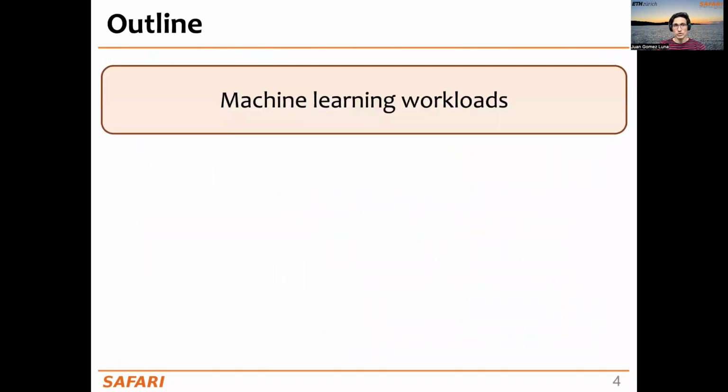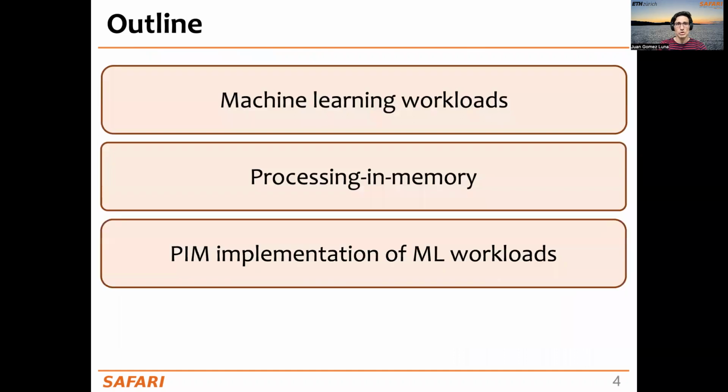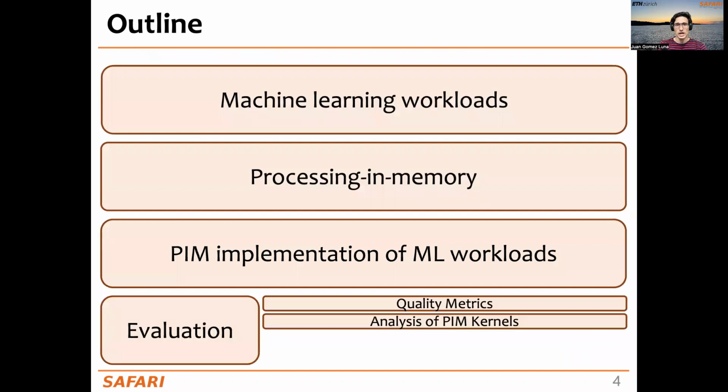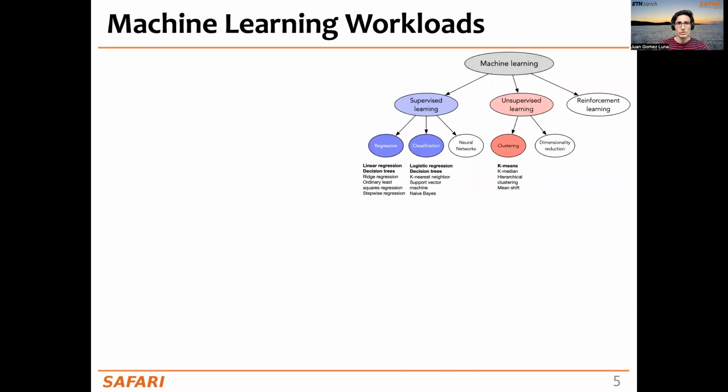We are going to start briefly talking about the machine learning workloads that we are targeting. Then we will describe the type of processing in memory system that we use in our work. Next, we will detail the PIM implementation of the ML workloads, and finally the evaluation with quality metrics, analysis of PIM kernels, performance scaling analysis, and comparison to CPU and GPU. So let's start with the machine learning workloads.